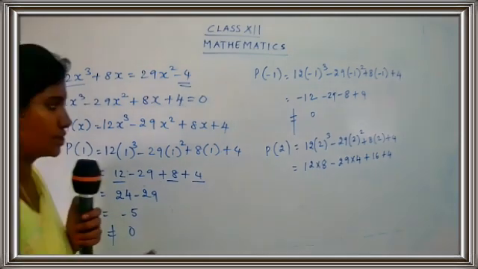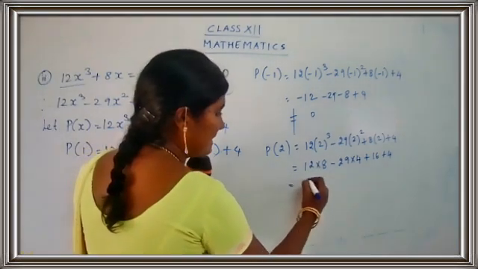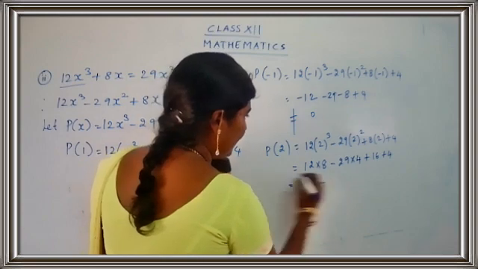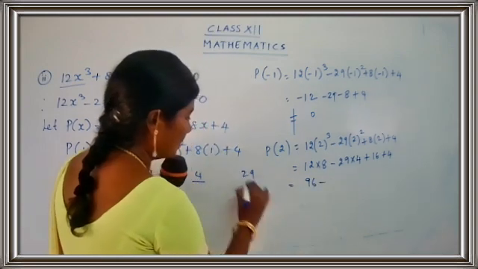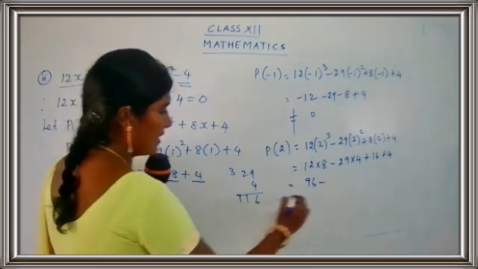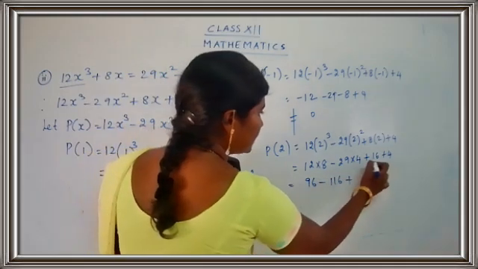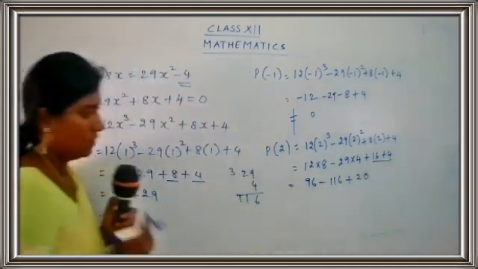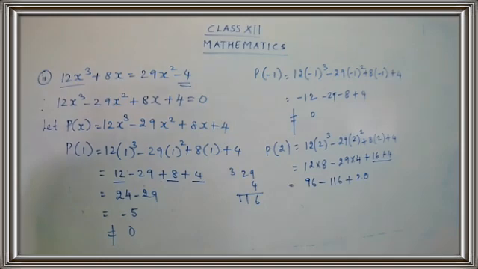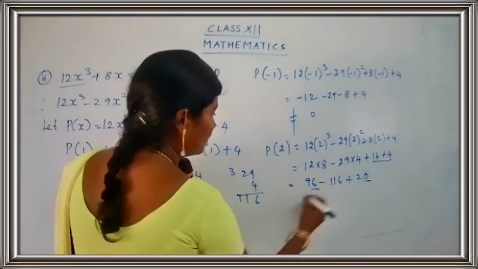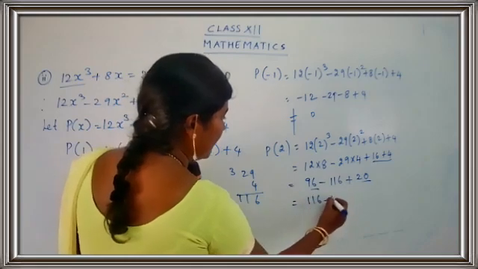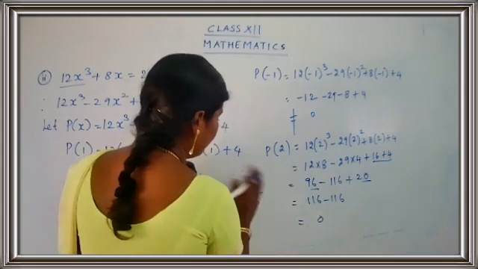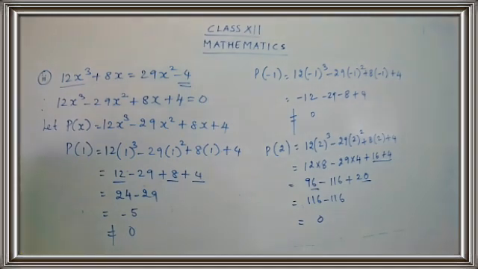I'll add all the positive numbers. 12 eights are 96, minus 29 fours: 9 fours are 36, 20 fours are 80, so 116. Plus 16 plus 4, 20. I got 96 minus 116 plus 20. I'll add the positive numbers, I get 116 minus 116, which is equal to 0. So I found a 0.